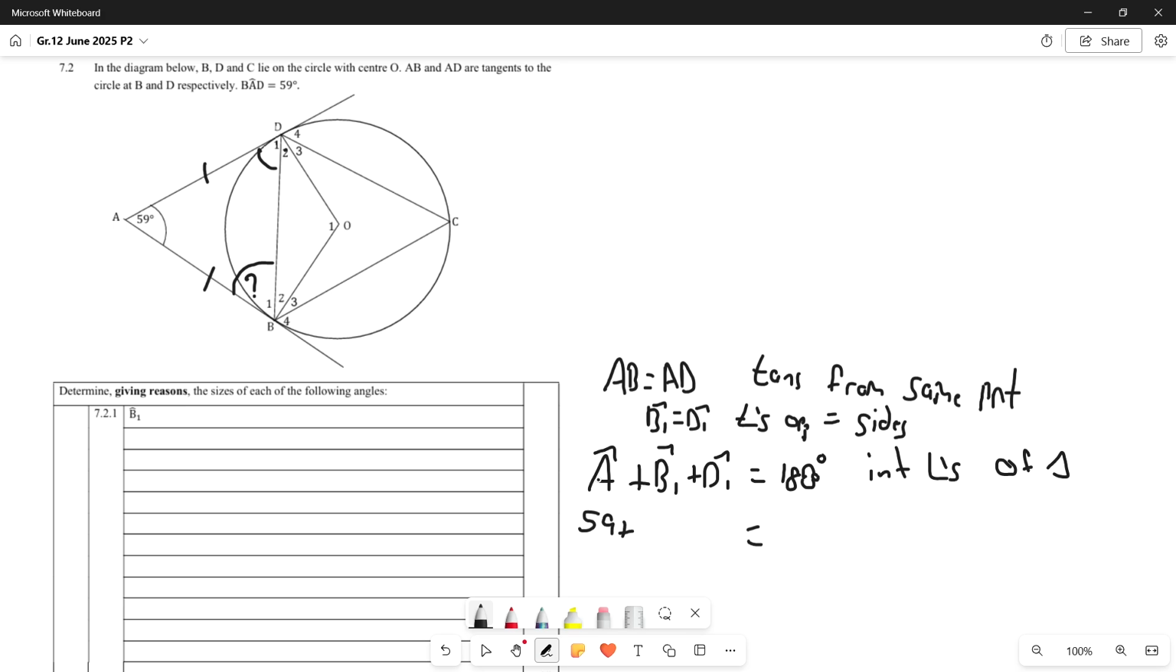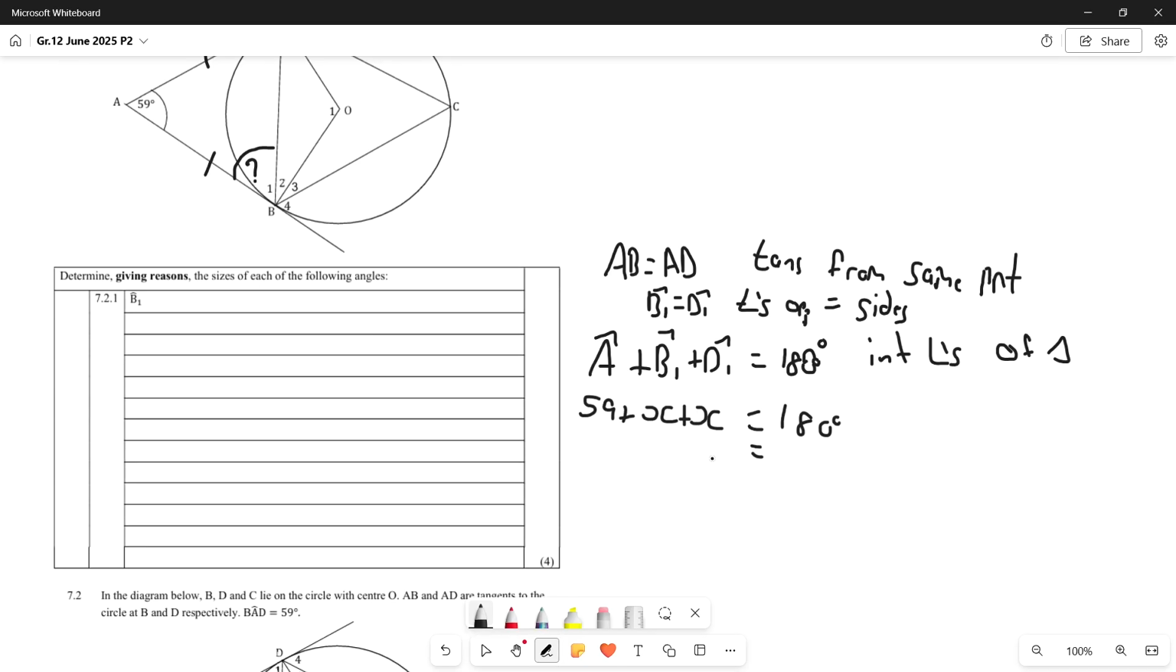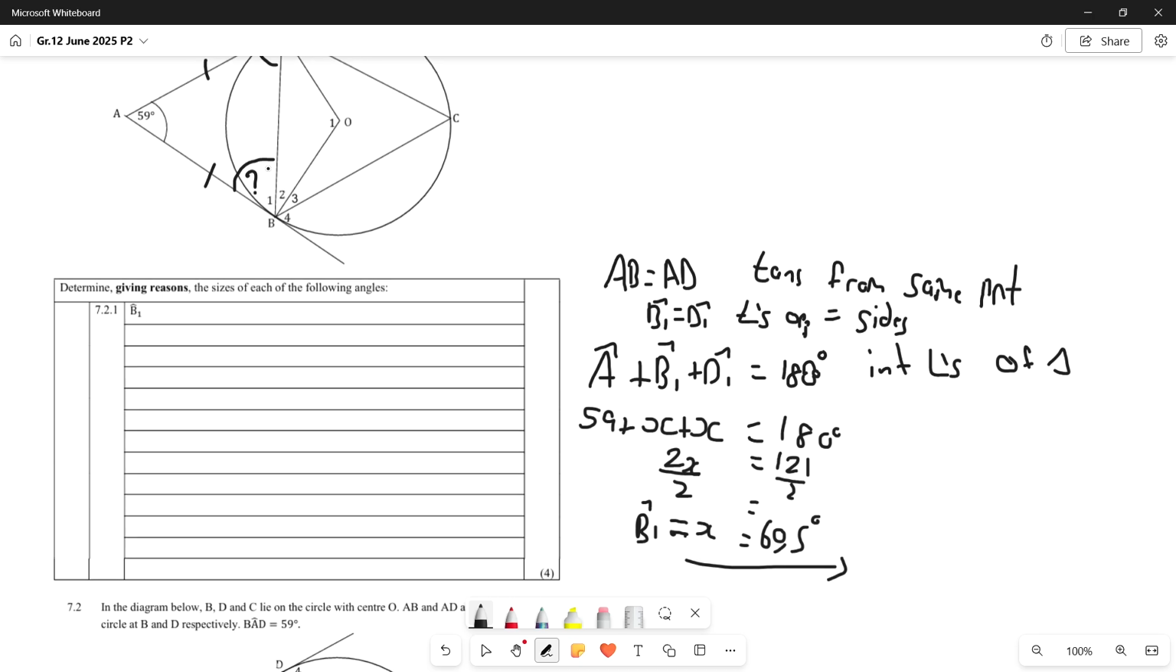So then we had A is 59 degrees, B1 plus D1, we can just call them X plus X, and that equals 180 degrees. So then 180 minus 59 is 121 degrees, and X plus X equals 2X, and then we can go ahead, divide this by 2, divide that by 2, and X equals 60.5 degrees. And reminded that X was B1 over here, so therefore B1 equals X equals 60.5 degrees.